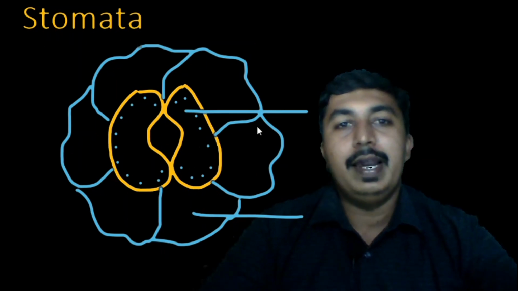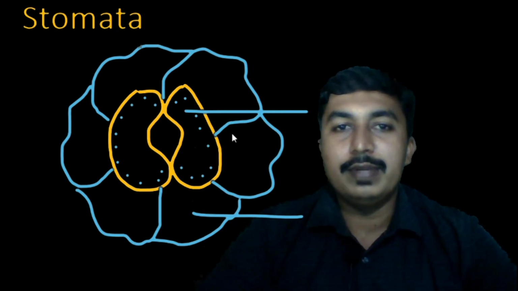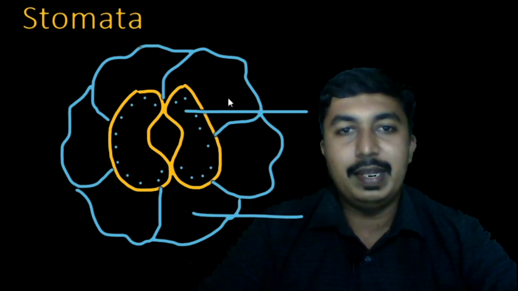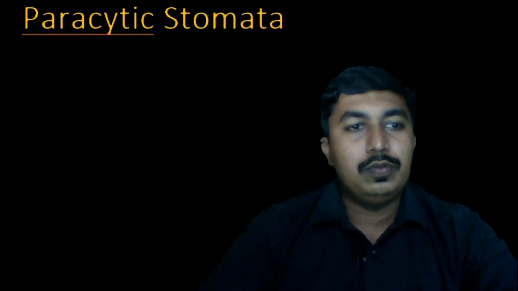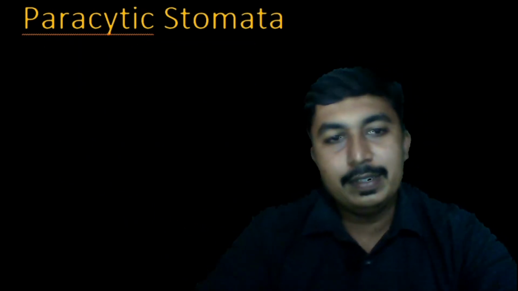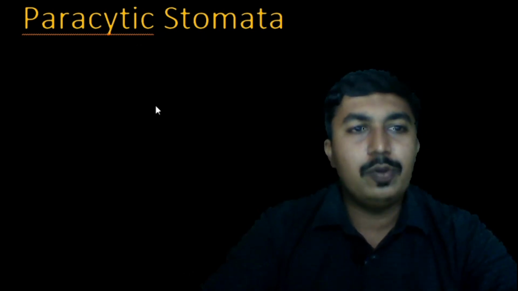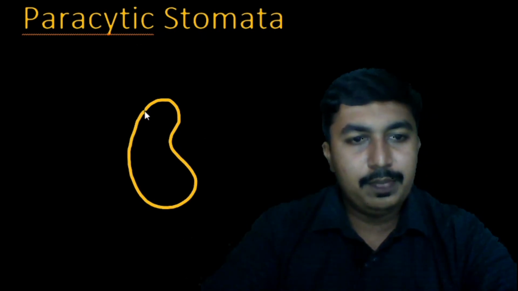Now, based on the arrangement of the guard cells and subsidiary cells, stomata are divided into different types. The first type of stomata is parasitic stomata. We have studied the basic structure of a stomata, that is guard cells and subsidiary cells. In parasitic stomata, the guard cells are parallel to the subsidiary cells.